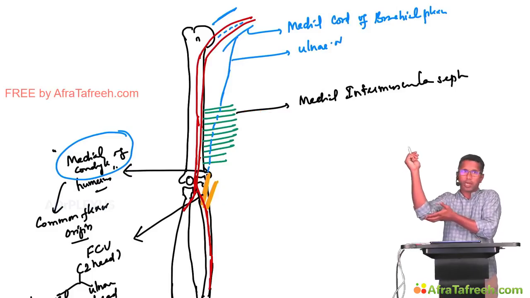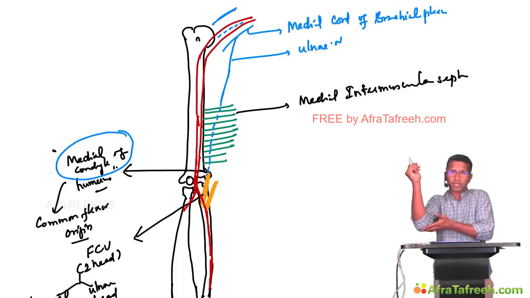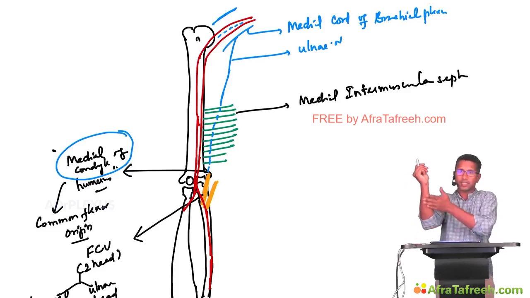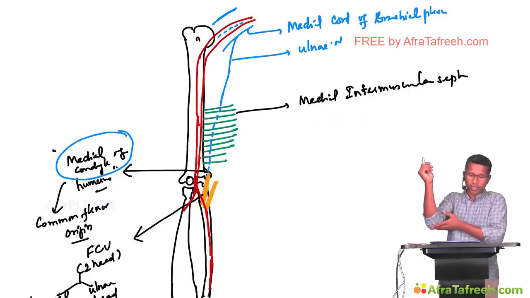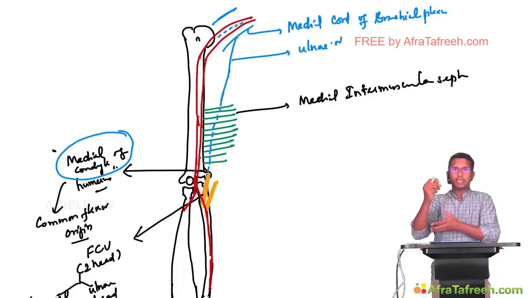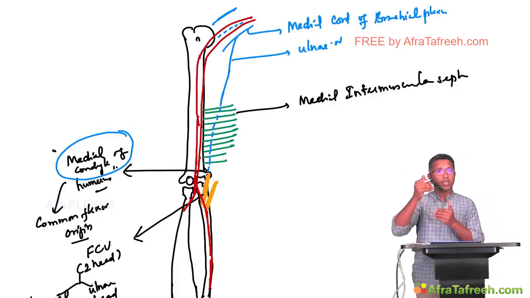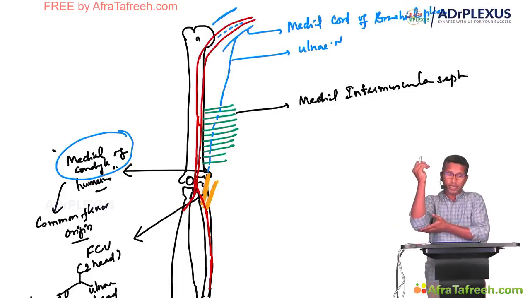You can palpate your ulnar nerve just behind the medial condyle of the humerus, and when you hit your elbow against a hard surface at this point, you will have a tingling sensation in your forearm. I think everybody would have felt it in their life when they hit their elbow against a hard surface. Because the nerve is very close to the bone here, it is very superficial here.